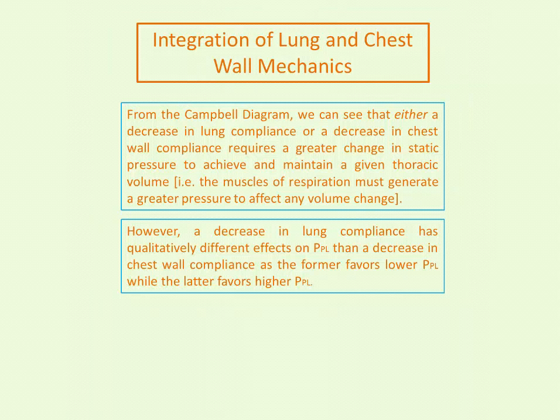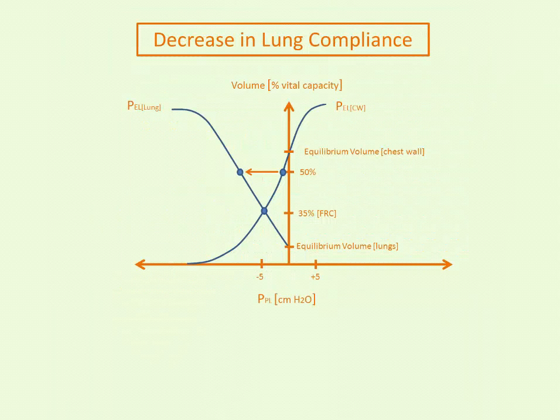But it's important to note, and this is a key point, that a decrease in lung compliance has a qualitatively different effect upon the pleural pressure than a decrease in chest wall compliance. I'm going to illustrate this on the next slide, because as we mentioned before, low lung compliance favors a lower pleural pressure, but a lower chest wall compliance favors a higher pleural pressure. This is an imperative point for multiple chapters to come.